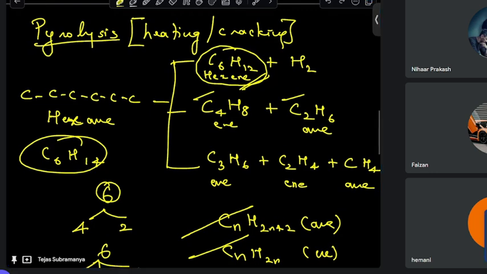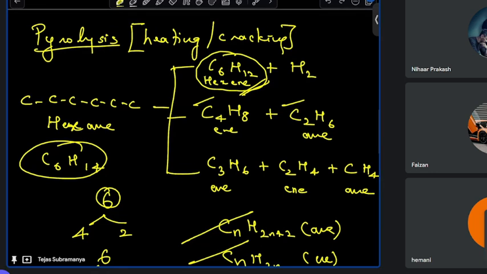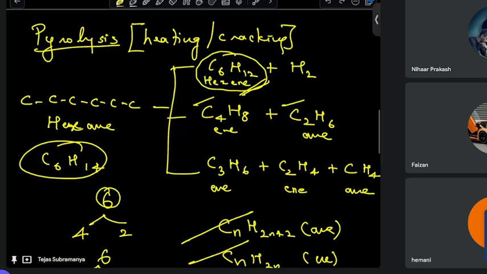Now here, the reason I chose hexane is because it gives me a lot of variety. Variety in the sense, first it gives me 1 main product, second it gives me 2 main products, third it gives me 3 main products. So 3 plus 2 plus 1 gives me 6. So you should tell the logic.